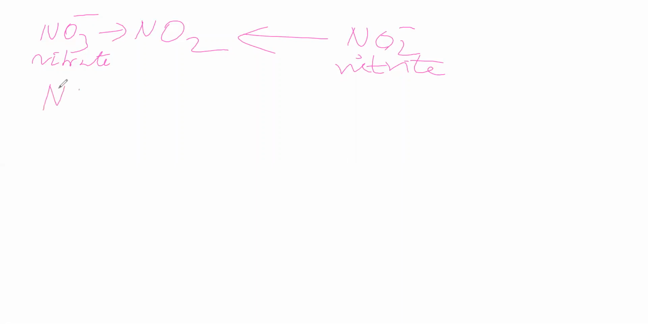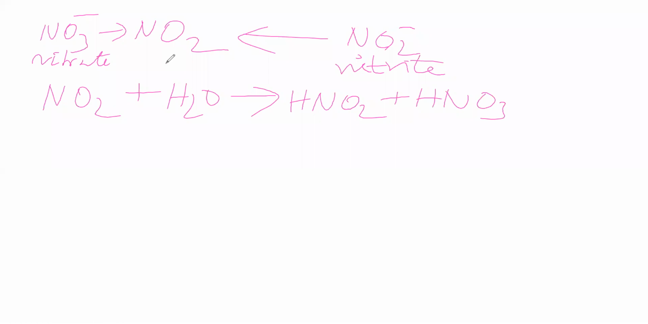NO2 gas with moisture, what does it give? One is HNO2, another one is HNO3. HNO2 is called nitrous acid, HNO3 is called nitric acid. This reaction is called a disproportionation reaction. Why? Because here nitrogen has plus 4 oxidation number, in HNO2 nitrogen has plus 3 oxidation number, and in HNO3 nitrogen has plus 5.